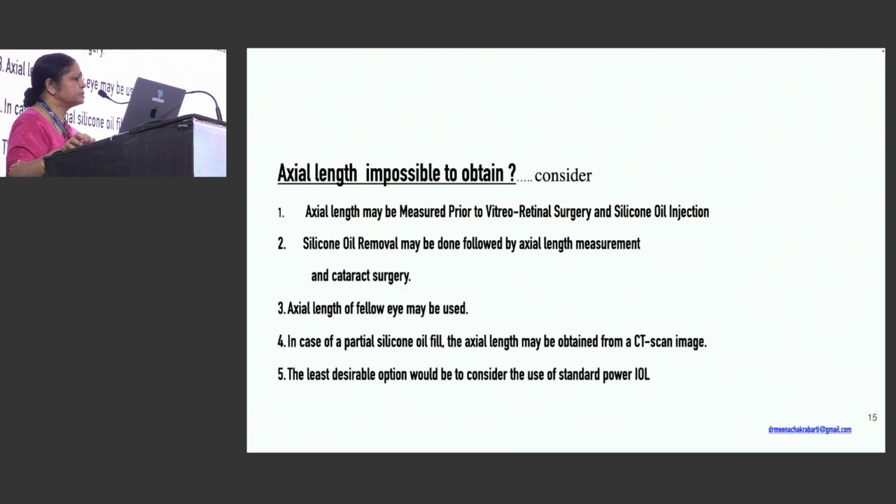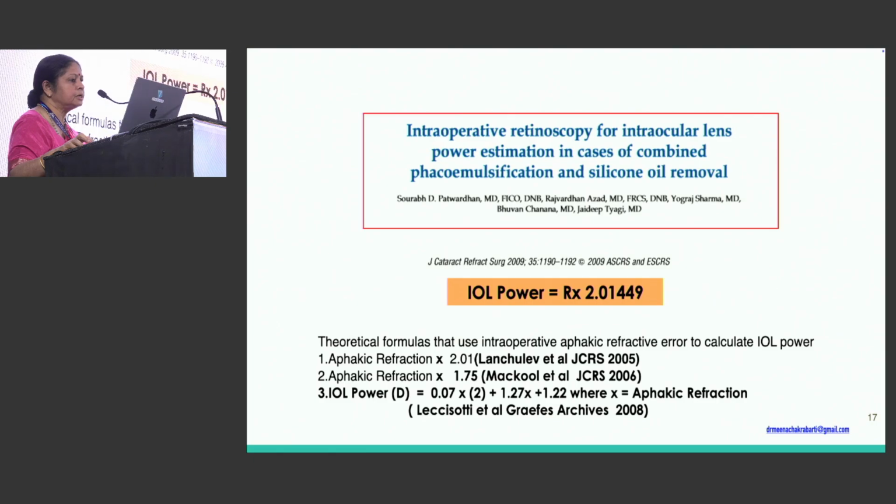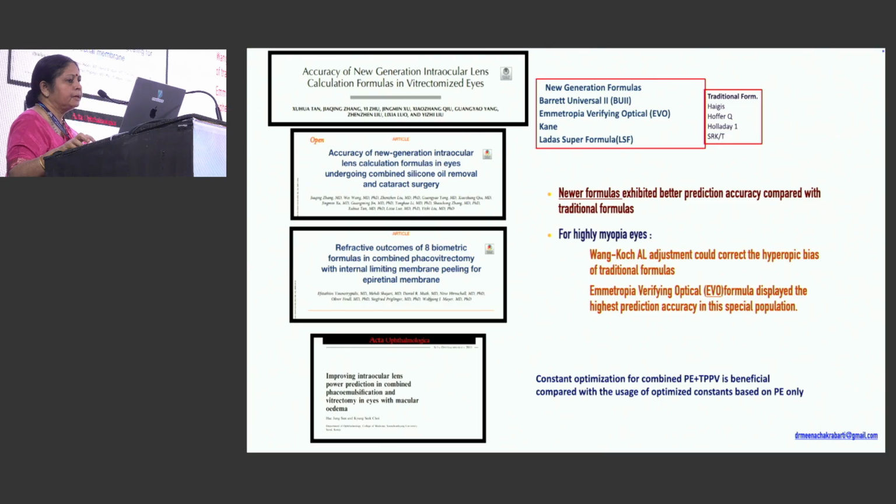There may be some situations where it's not possible to get the axial length and there is a damaged anterior segment. There's a lot of emulsified silicone oil in the eye. In this situation, you can opt for an intraoperative biometry after the cataract surgery, an intraoperative retinoscopy, and sometimes you use a CT scan to measure the axial length. We look at the formulas that are used to calculate the IOL power in these compromised eyes. All the newer generation formulas exhibit a better prediction accuracy compared to the traditional formulas. And if you're using a traditional formula, in a highly myopic eye with an axial length of more than 26 millimeters, the Wang-Koch adjustment has to be used.